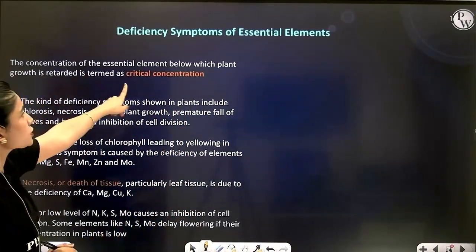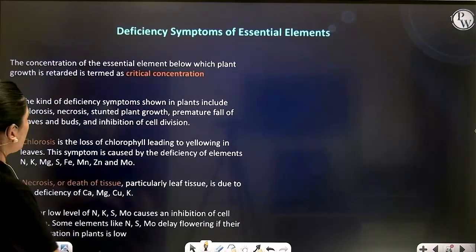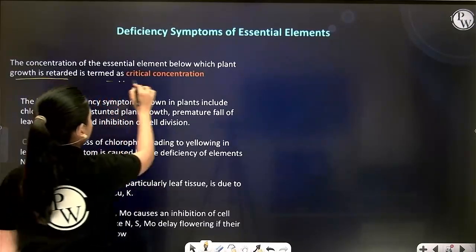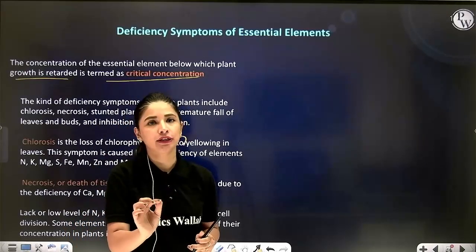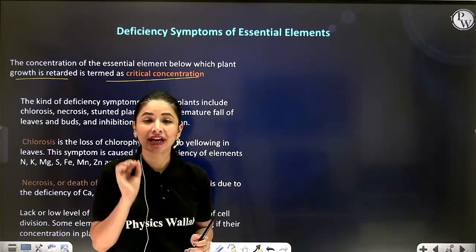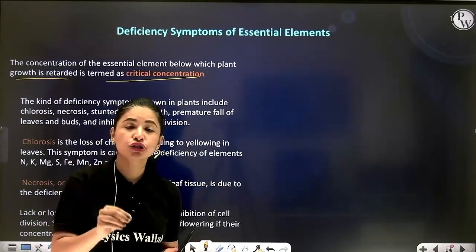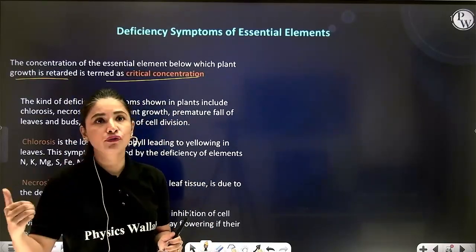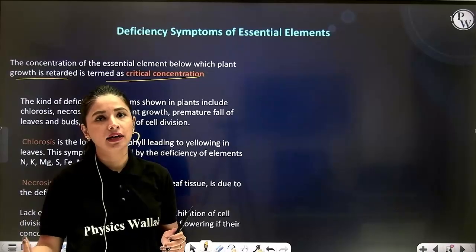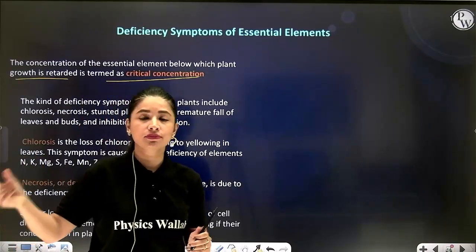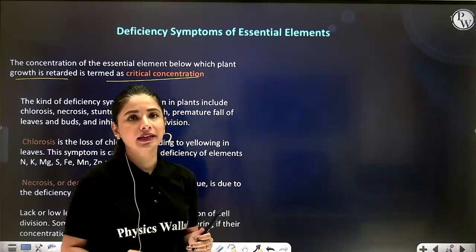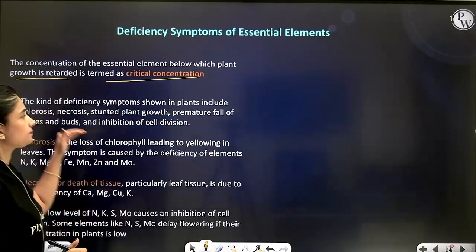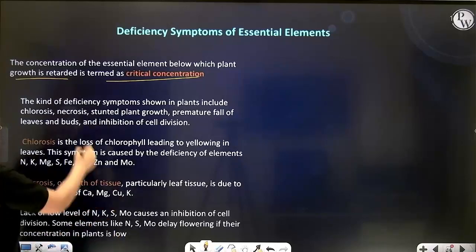The concentration of an essential element below which growth is retarded is known as critical concentration. The minimum amount of any essential element which you should provide to the plant, below which growth gets retarded and the plant shows hunger symptoms, is known as critical concentration. Okay, next, the kinds of deficiency.